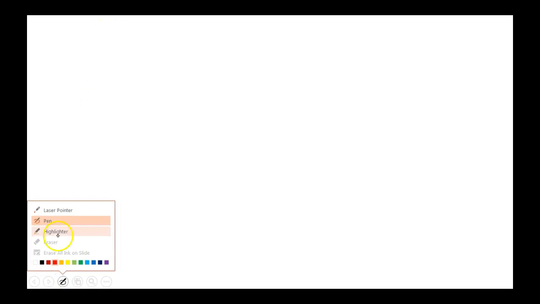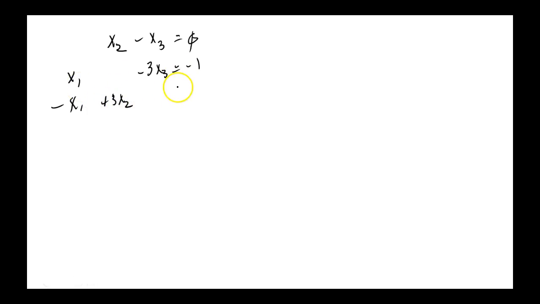Here is this system of equations. All right. x2 minus x3 is equal to 0. x1 minus 3x3 is equal to minus 1. And negative x1 plus 3x2 is equal to 1. All right.